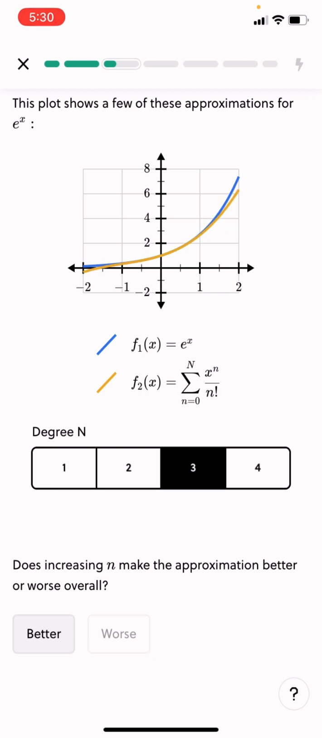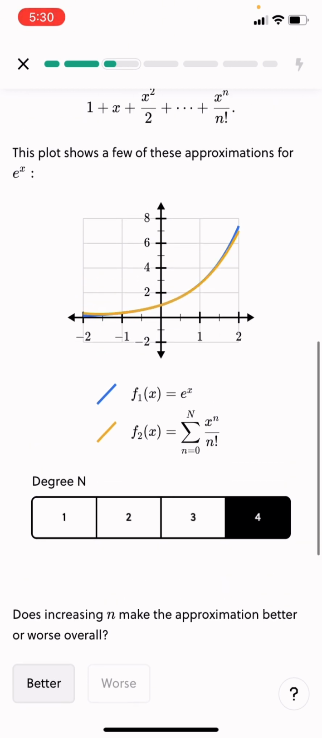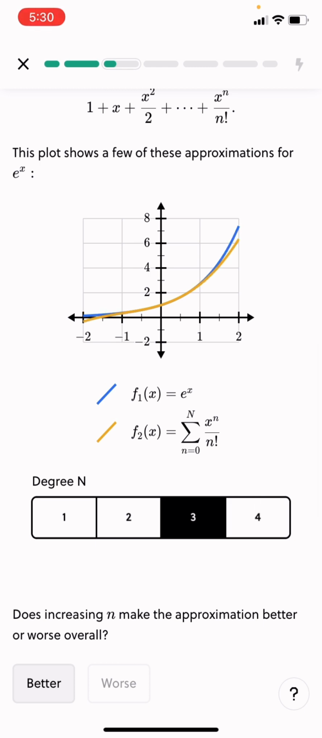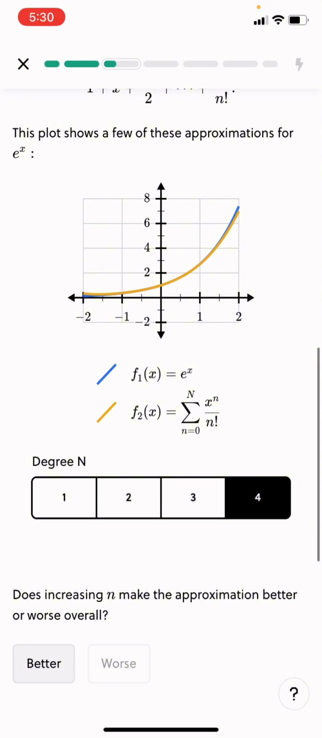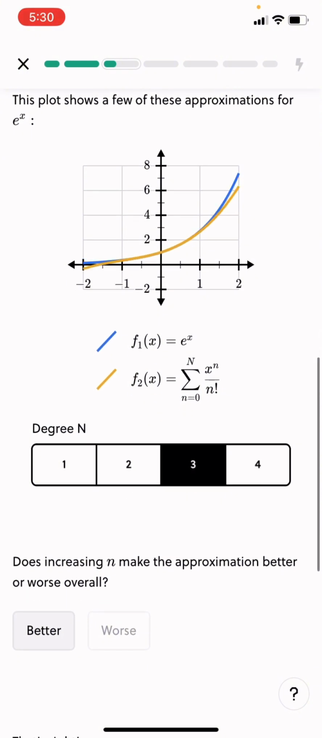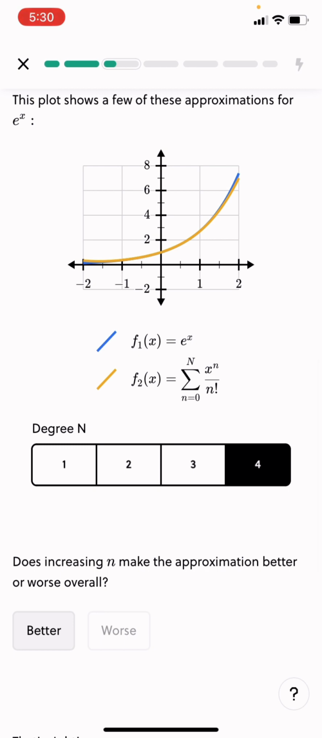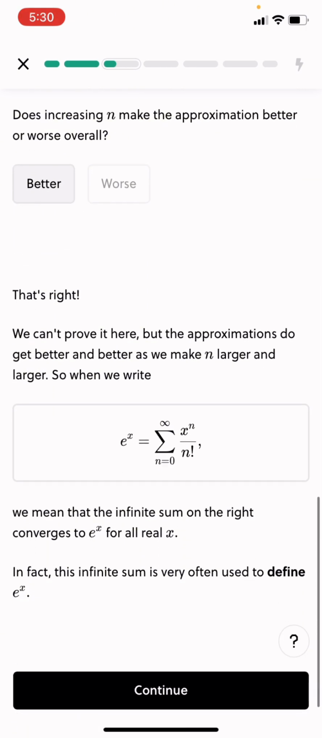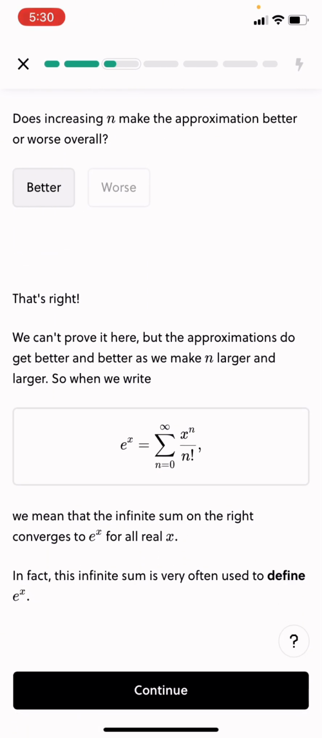I don't know if we would do that forever, if that would result in the answer. I don't think it would. It probably would result closest as possible to the answer. But as we go further, we can see it gets closer and closer. It's still off, you could tell, but it's really close. That's right. We can prove it here, but the approximations do get better and better as we make n larger and larger.